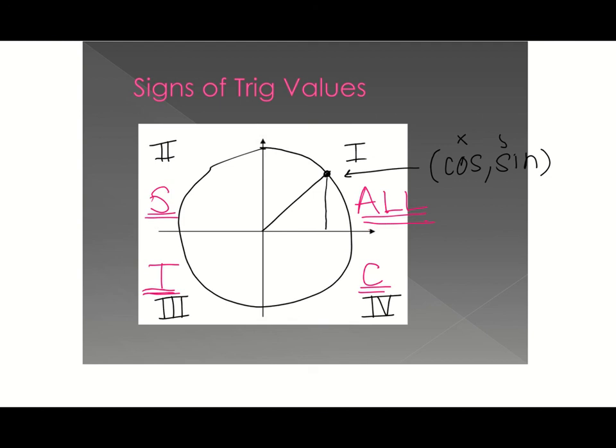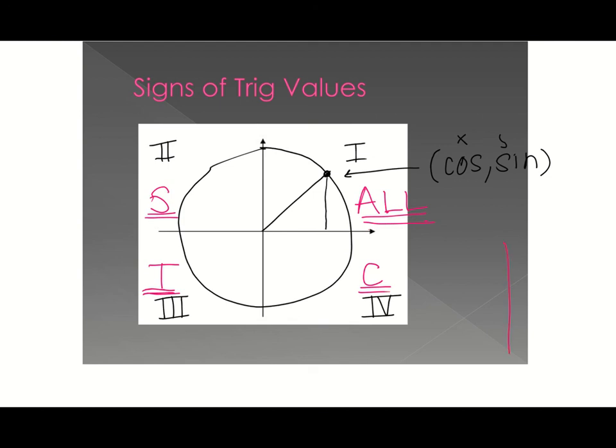So it's kind of a nice trick to help you see if you have it correct or not. And one way you can remember it is all students take calculus. So if you remember that, you know which trig functions should be positive. In quadrant 1, all. In quadrant 2, sine. In quadrant 3, tangent. And in quadrant 4, cosine. So all students take calculus. If you go in that order, those are the only things that are positive in those quadrants.